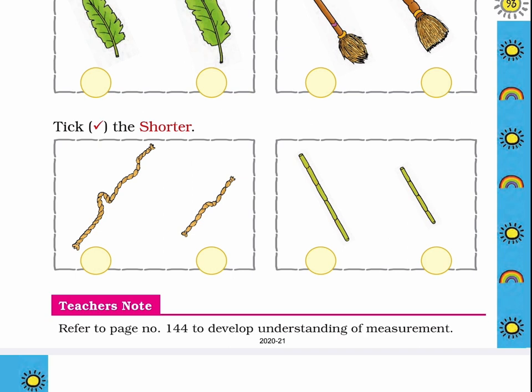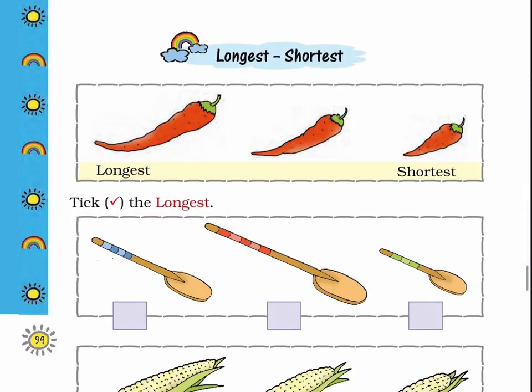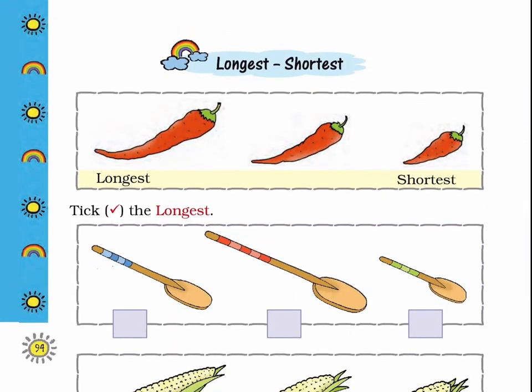Stick 1 has 5 sections. Stick 2 has 4 sections. Identify the smaller stick. Page 94. Longest, shortest. This page is divided into 4 parts.